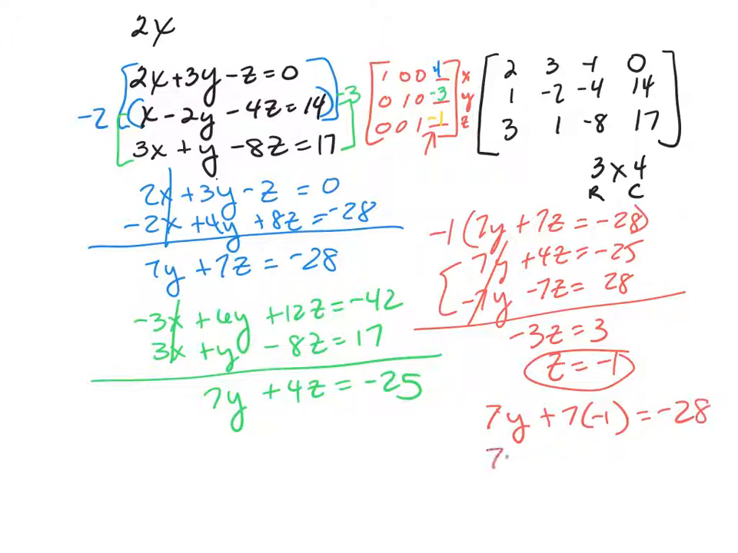And we have 7y minus 7 equals negative 28. 7y equals negative 21. Y equals negative 3. So far, so good. Look at that negative 3 over there. And now how do you think I find x? Where do I plug those two numbers in?